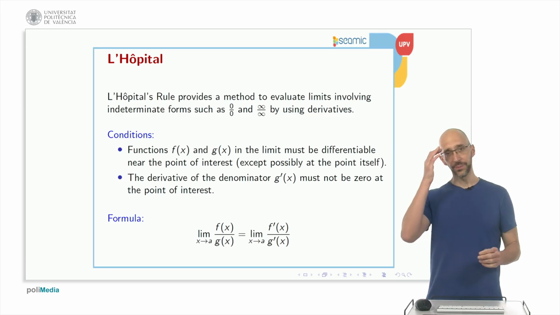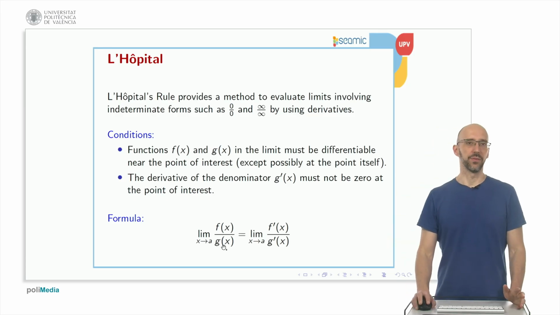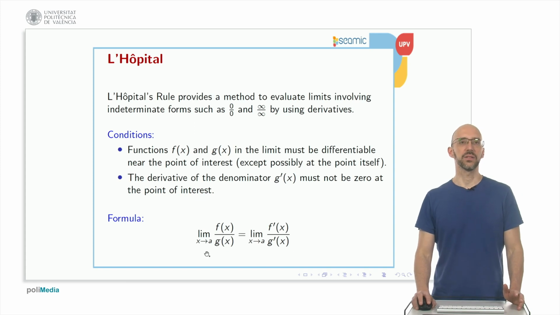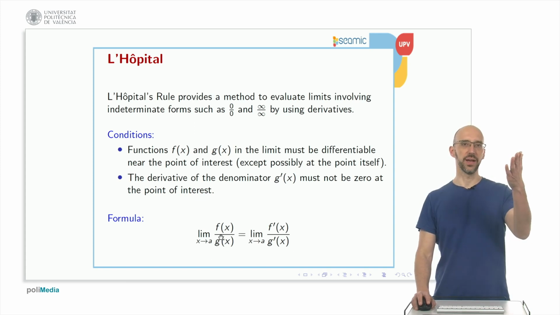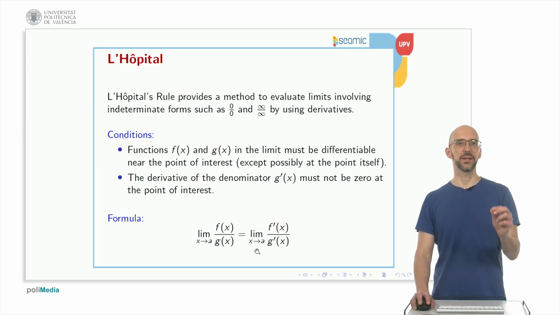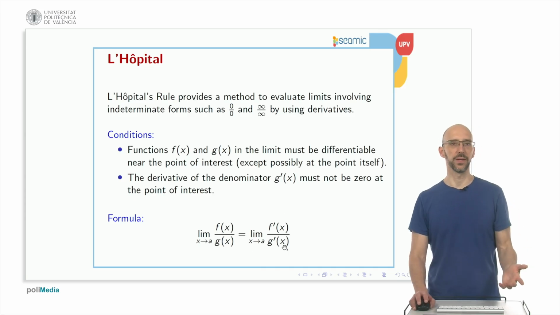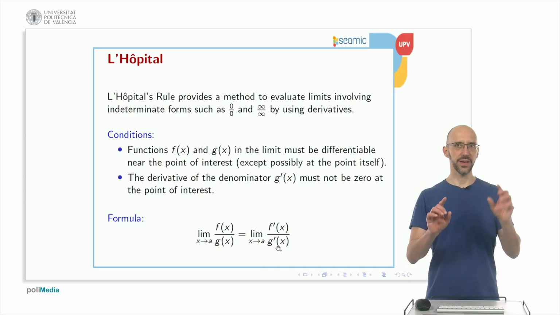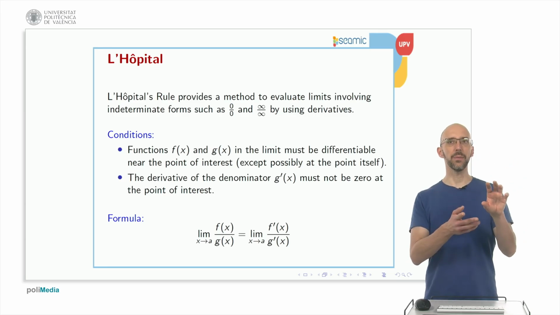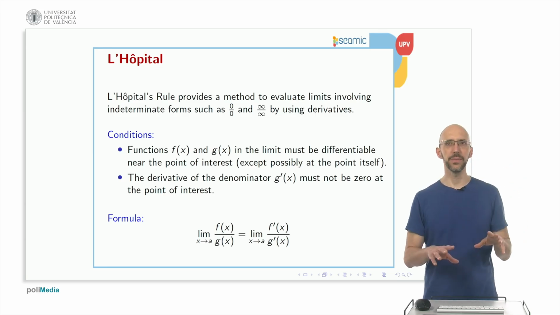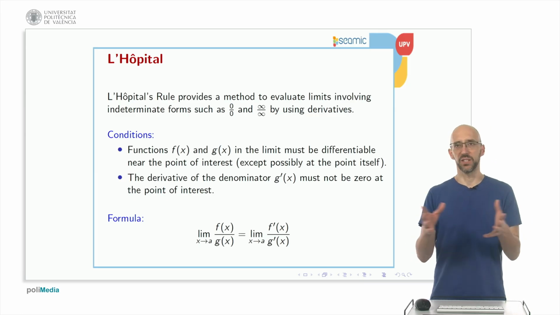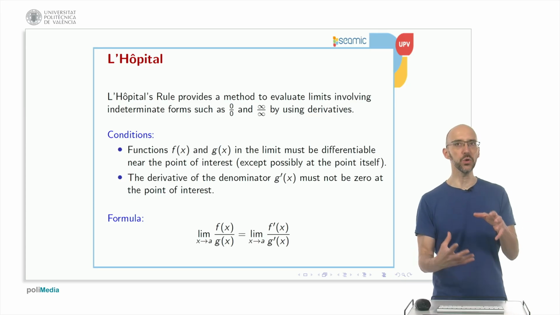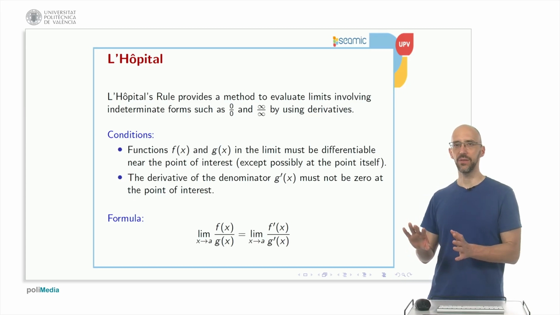Okay? So, the formula, piece of cake: the limit when x tends to a of a function f divided by another function g is exactly the same as the limit when x approaches a of the quotient of the derivatives. Be careful, it's the derivative of the numerator divided by the derivative of the denominator. I have seen many times a small mistake in which you think that you need to calculate the derivative of the quotient. And this is completely different.